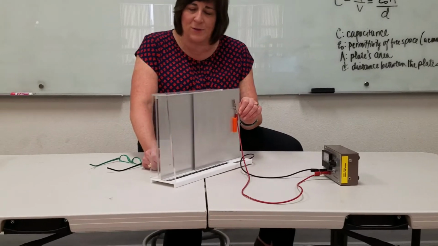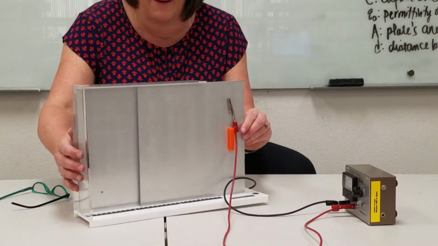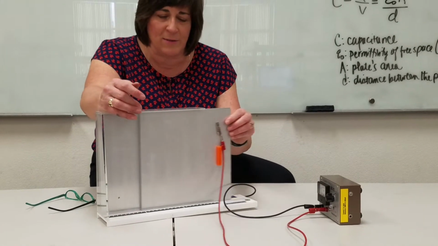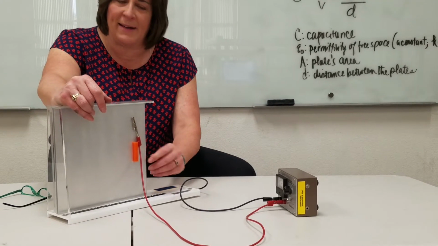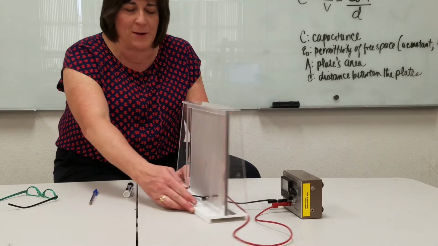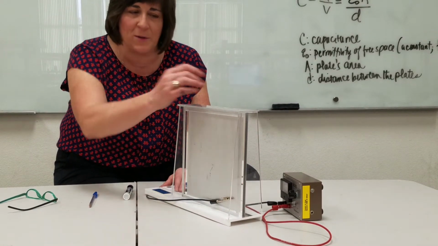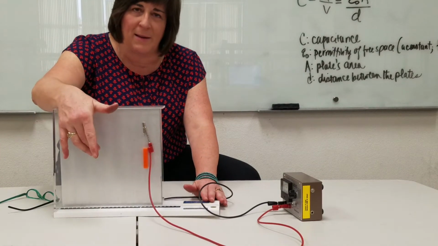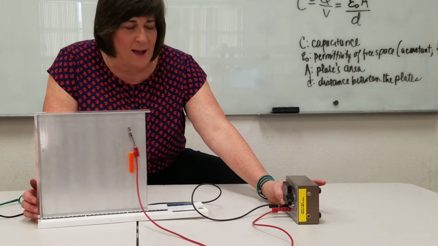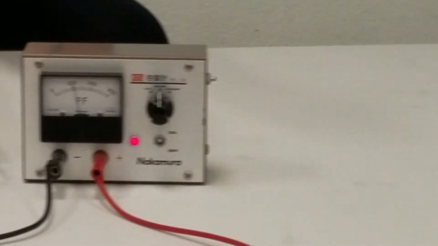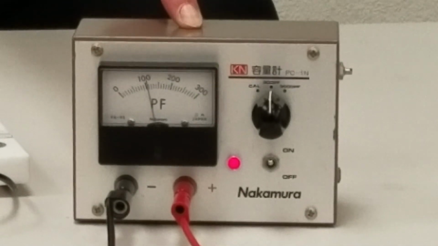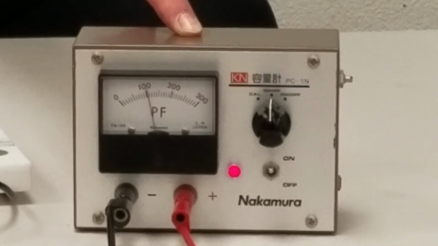These are two plates. They have an area of about 10 inches by 10 inches, and there are two of them, and I can slide them in and out at a fixed distance apart from each other. So what I've done is I've hooked one plate up to the negative terminal of my battery and the other plate up to the positive terminal of my battery. And when I flip the switch there, we can read off on the meter the capacitance of this parallel plate capacitor. So if you just take a look there, we've got a capacitance of 110 picofarads.